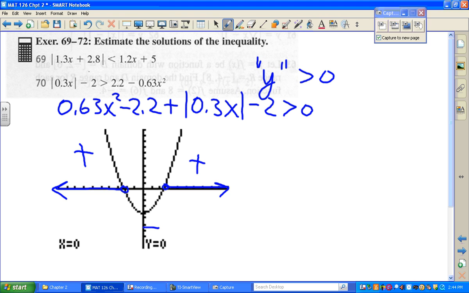Now it comes down to how can I find those numbers? Do you know how to find them?